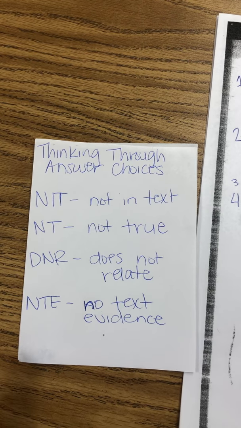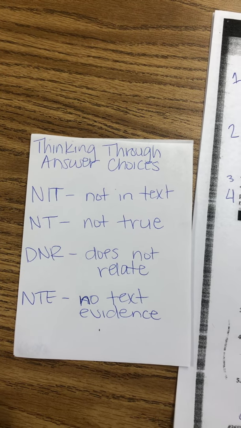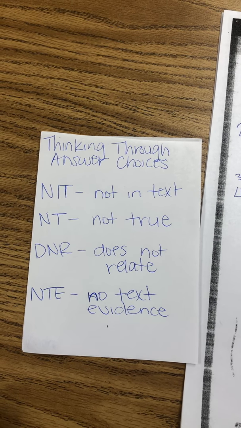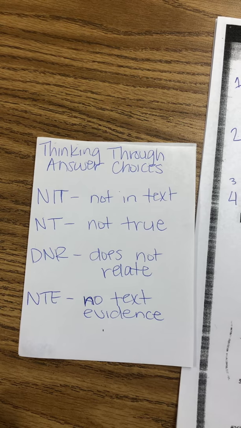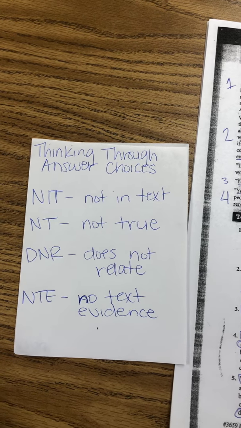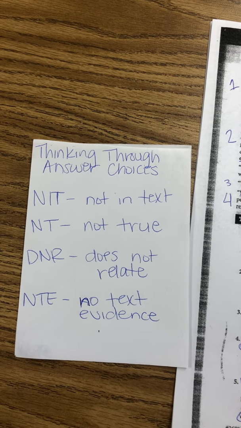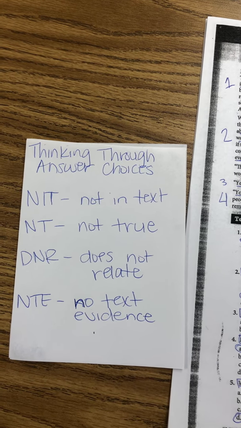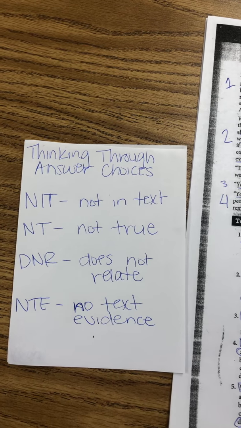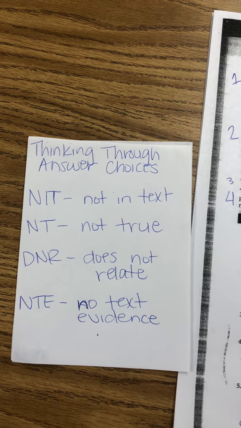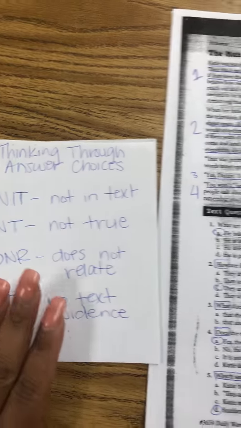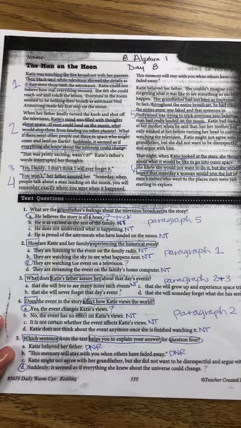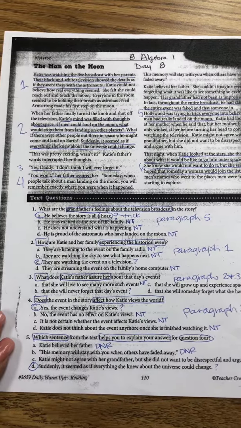And then finally, NTE is no text evidence. This is the strategy mark that you would use to help you double check yourself and to ensure that you're going back into the text to check for text evidence for an answer that you think may be correct. But upon further examination, if you look in the text and there is no evidence, then that answer choice cannot be correct. So these are the strategy marks, and I'm going to show you these strategies in use with the text that you have read, The Man on the Moon.